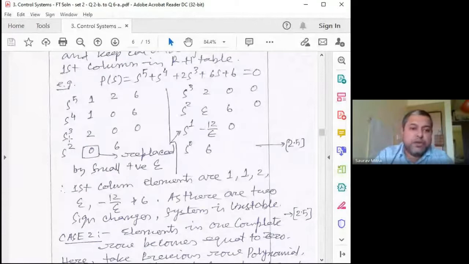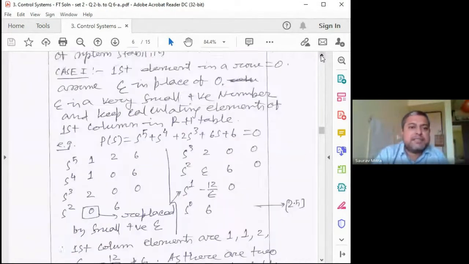Now if you are solving for the s cube element, it will be 2 0 0, because this is 1 into 2 minus 1 into 0 divided by 1, so that will be 2. And then 1 into 6 minus 1 into 6, 6 minus 6 divided by 1, so this is 0. Third element is also 0. Now you are finding this 0. How are you finding it? 2 into 0 minus 1 into 0 divided by 2, this is 0. As soon as this comes, what to do? Because what will be the next thing? 0 into 0 minus 2 into 6 divided by 0, so everything goes to infinity. So this is a special case.